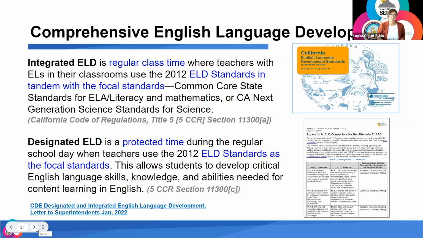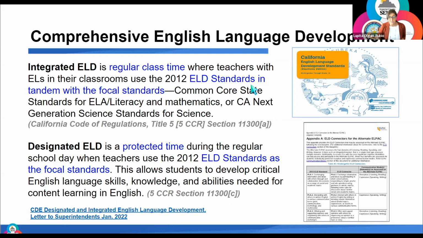and goals are. So for integrated ELD, the purpose of integrated ELD for English learners is for them to have access to the content across all disciplines. And how that is done is by using the ELD standards to scaffold the content and differentiate the tasks, the language tasks specifically, based on the student's language proficiency level as determined by the LPAC.